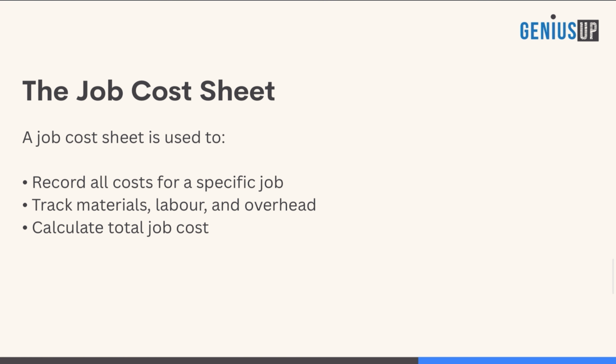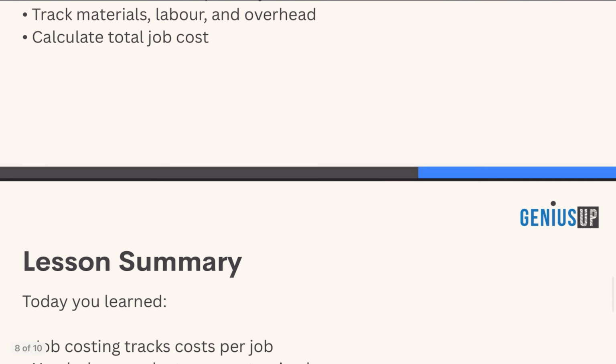So we have the job cost sheet. The job cost sheet is basically used to record all costs for a specific job, right? So basically how much each job consumed in terms of cost. We track the material, the labor, and the overheads in this job cost sheet to say this specific job consumed this much material, this much labor, this much overheads. Therefore, here's the total cost for the job. So that's the job cost sheet. We're going to speak about it more in the next lesson as well.